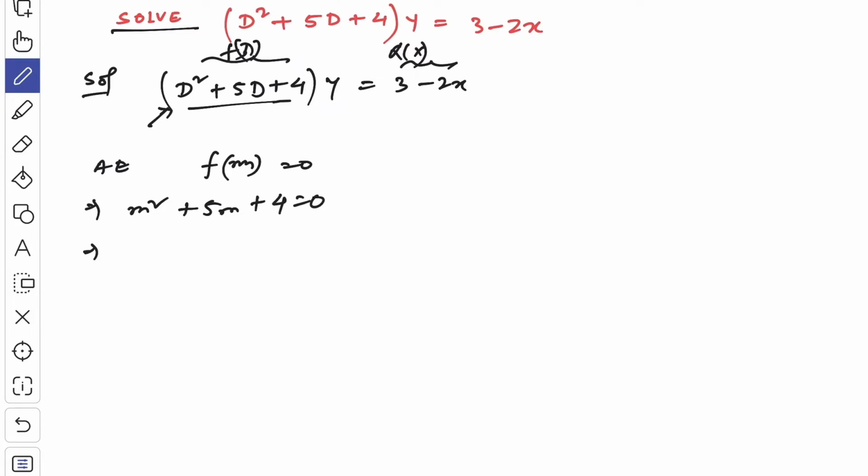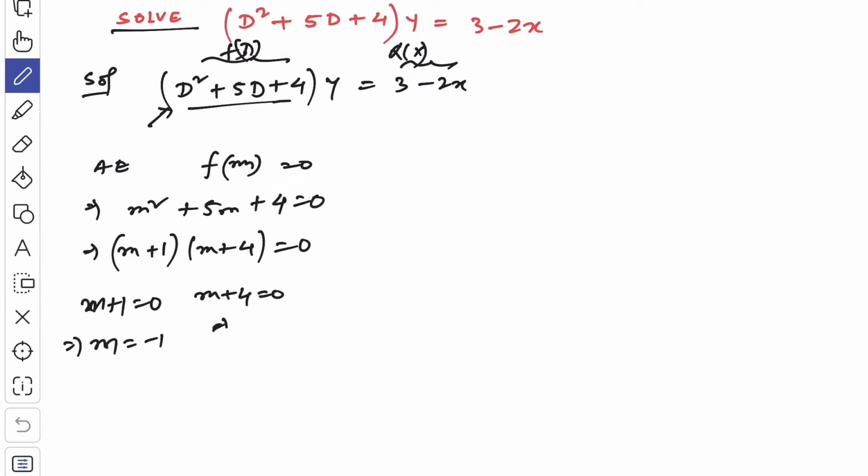If you solve it, if you split the middle term, then you will get (m + 1)(m + 4). You know how to solve those kind of equations. I have skipped those parts because it is a simple factorization, isn't it? So m + 1 = 0, m + 4 = 0, so here m will be equal to −1, and here m is equal to −4.